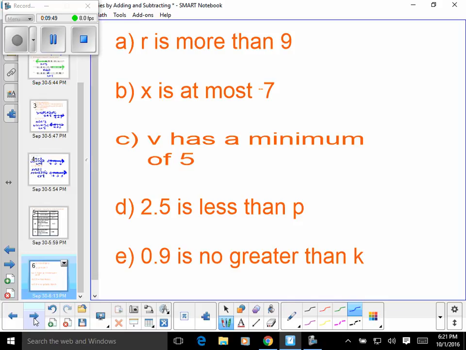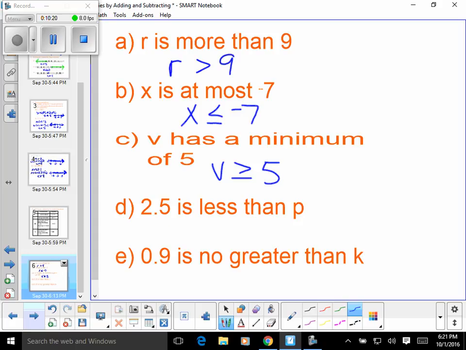Now, here are some examples. R is more than 9. R is greater than 9. X is at most negative 7. Well, that fits with our less than or equal to, because the most it can be is negative 7. If v has a minimum of 5, then that means 5 is the absolute smallest number it can be, so we want something greater than or equal to 5.